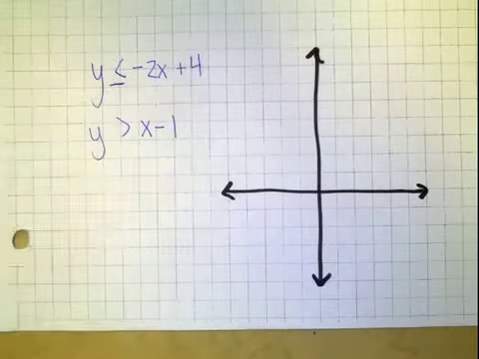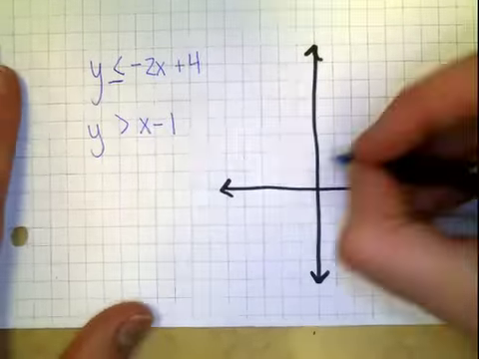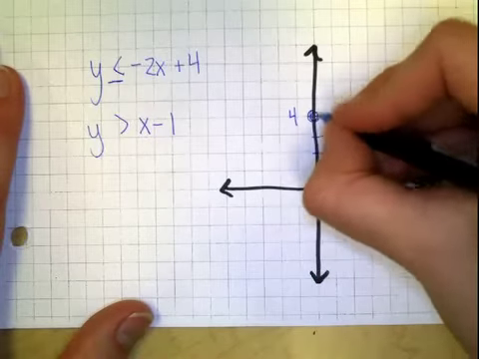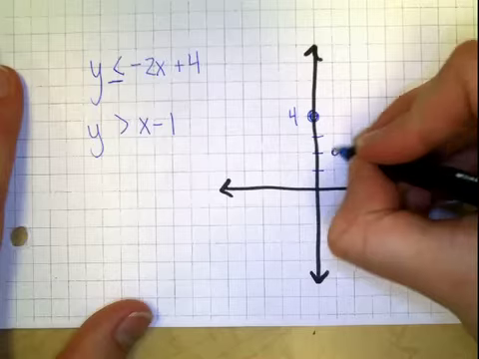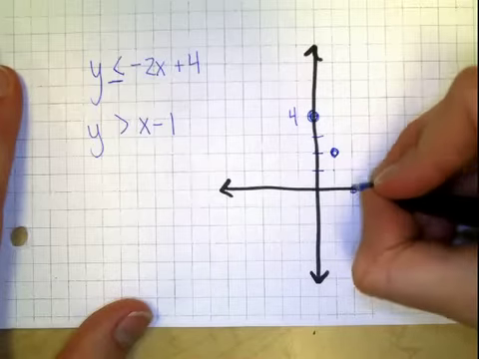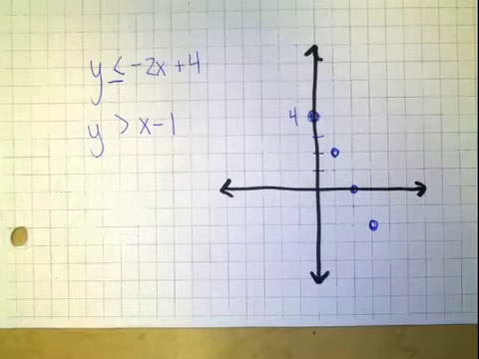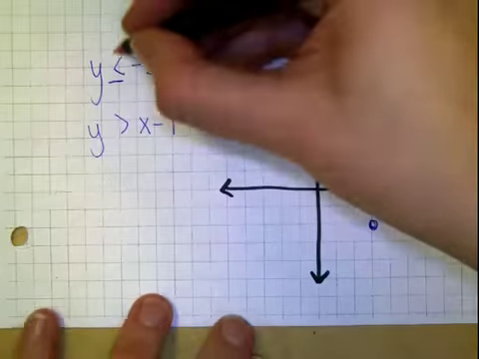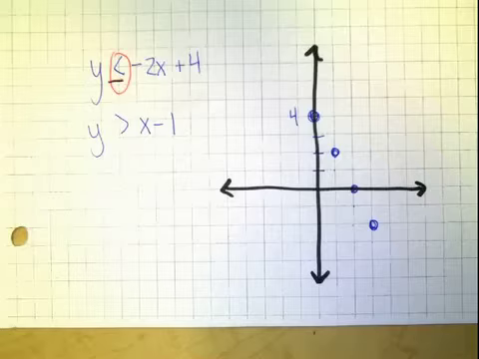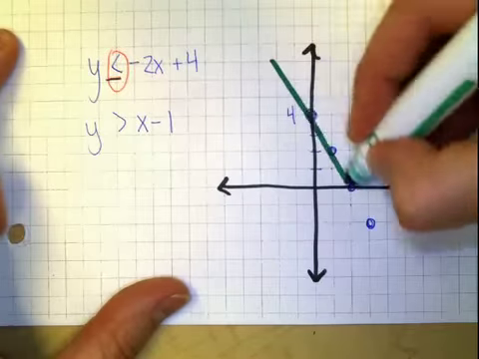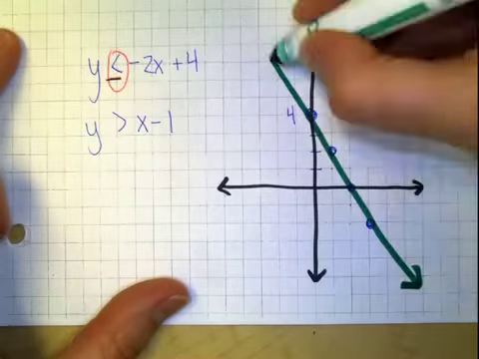Okay, so here we go. I'm going to be kind of quick on this one. Negative 2x plus 4 starts at 4 up here, plus 4, and goes down 2 over 1, down 2 over 1, down 2 over 1. And I'm going to connect those points. Because of this equal sign right here, it's going to be a solid line, no dash, so totally a dark line. Looks like this.